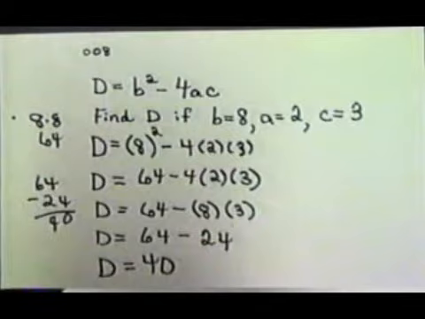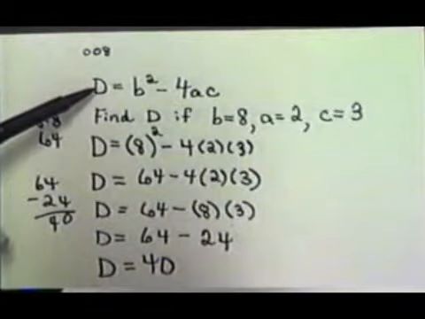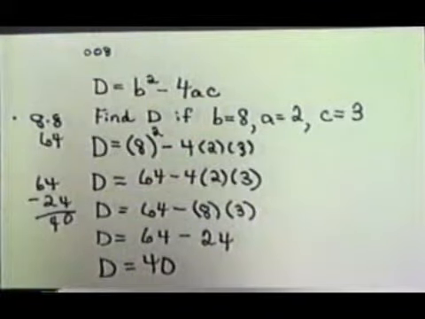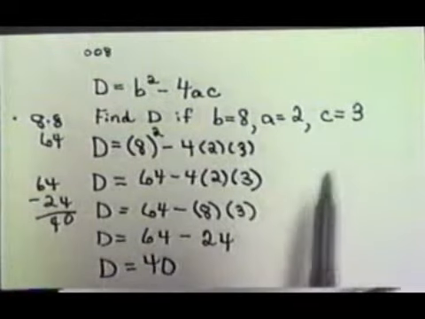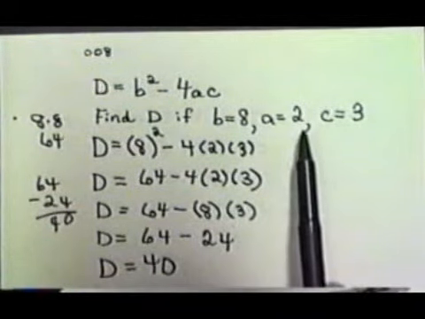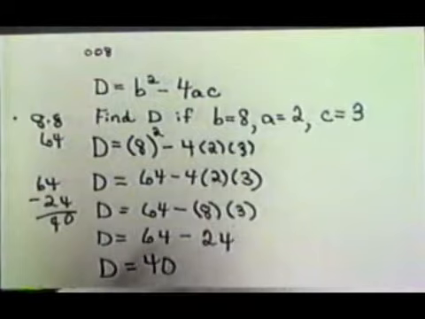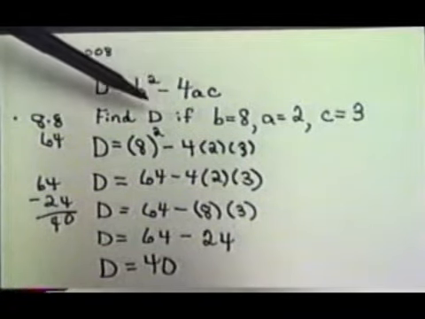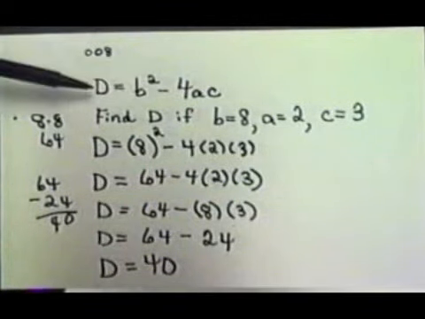Now, when we're finding D, the value of D in this formula is determined by the values of B, A, and C. If I change the value of any one of those, then the value of D would change. If I decided I wanted my A to be a 5 instead of a 2, then I would go back and do all the work again, but I'd put a 5 in where I put the 2. And that would certainly give me a different answer. So these things are called variables because they can vary. And when they do vary, if you change what they are, then it's going to affect what you get for the answer to D.